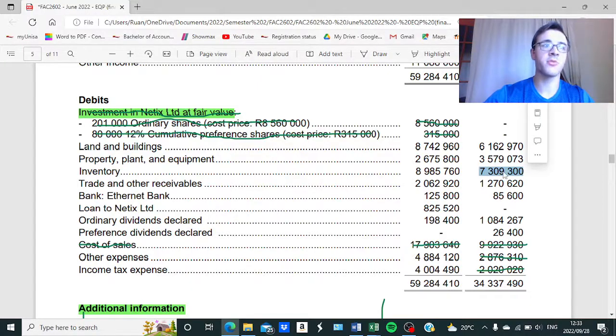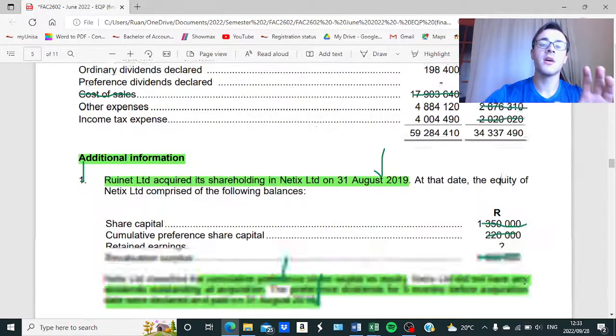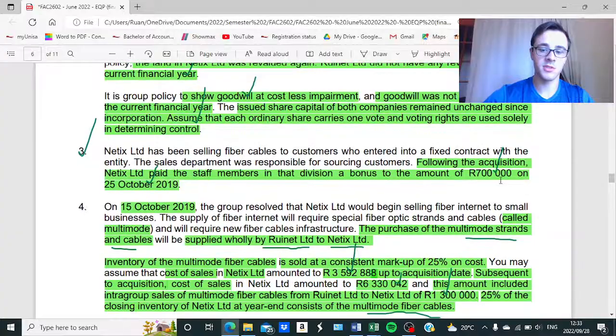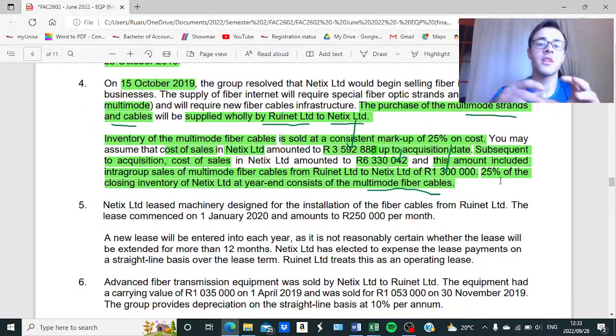amounts to 7,309,300 Rand. Okay, so according to the information, only 25% of this amount consists of the multi-mode fiber cables. Meaning that only 25% of the closing inventory will include the unrealized profit. Remember that all the multi-mode strands and cables are purchased intergroup. So first we need to calculate the value of the multi-mode inventory.